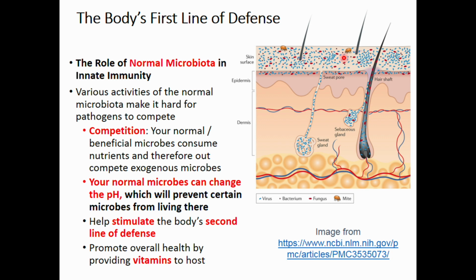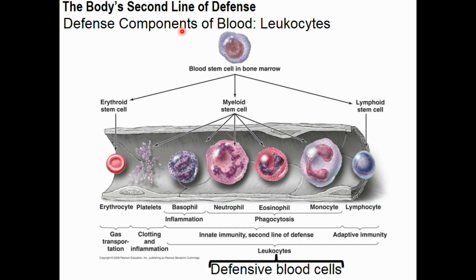Okay, so the other thing about the bacteria on your skin is they are responsible for the low pH of your skin. So they're producing acid on the surface of the skin, which prevents other bacteria from growing there. And some bacteria will produce vitamins. So anyway, your normal microbiota are a very important component of your first line of defense.